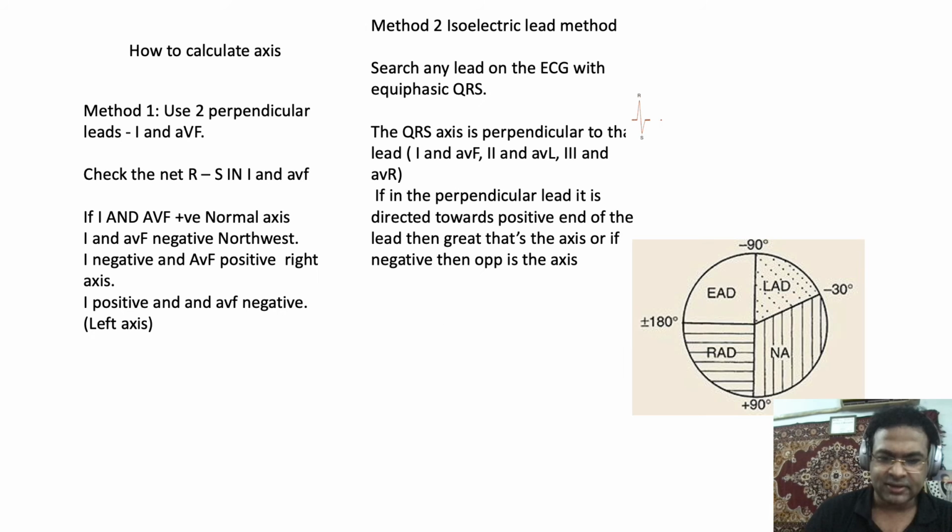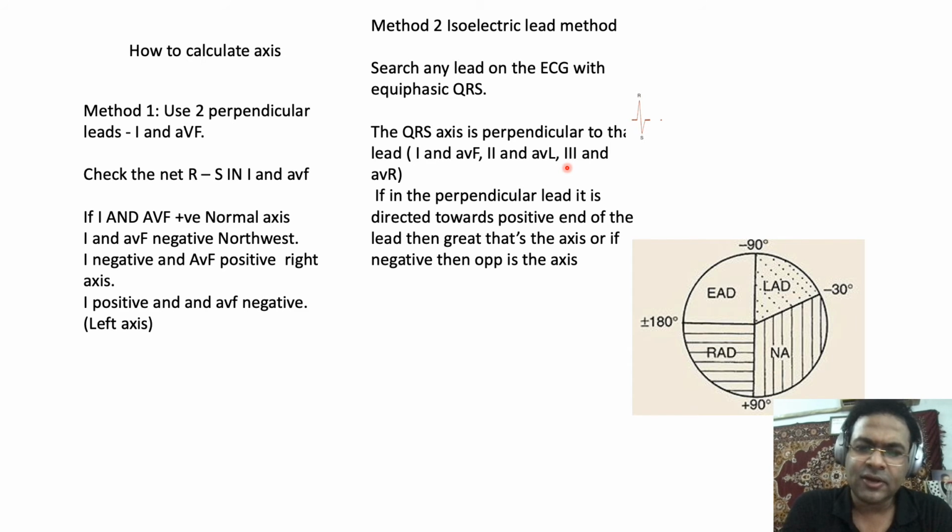So the second method is based on a very interesting phenomenon. You have to see the lead where R and S are equal. Can you see R and S are equal? Whenever R and S are equal, or there is minimal deflection in a lead, remember that the actual vector lies perpendicular to it. And I told you about three sets of perpendicular leads: 1 and AVF, 2 and lead AVL, 3 and AVR. So the first thing is to find the equiphasic lead.